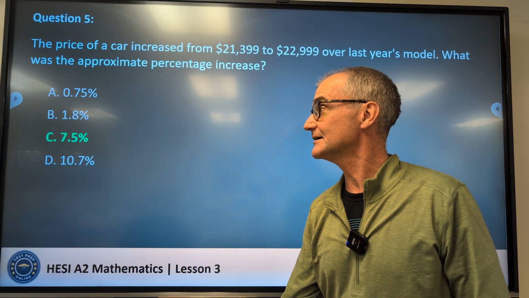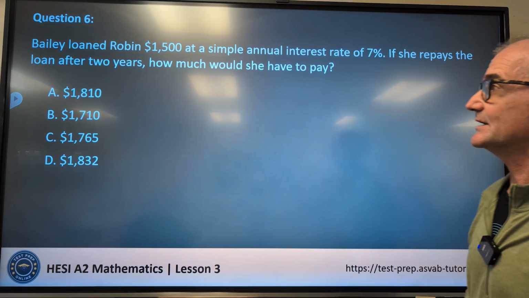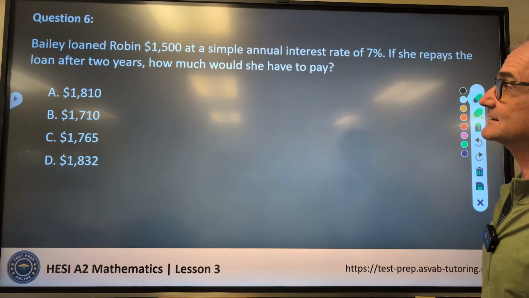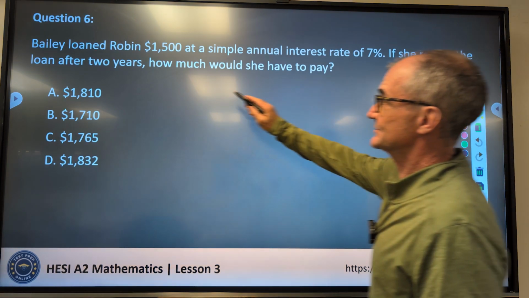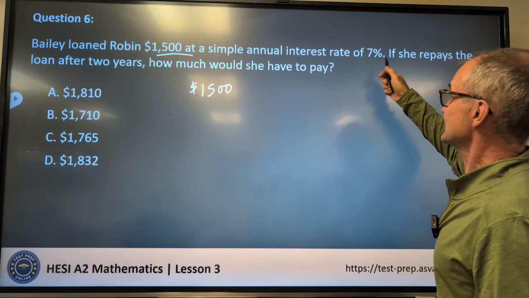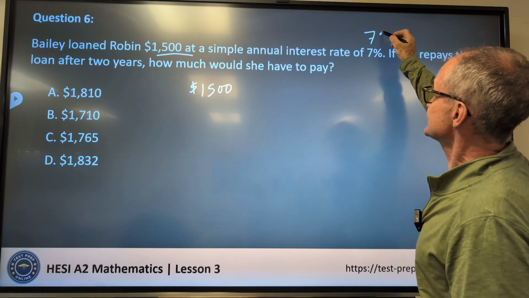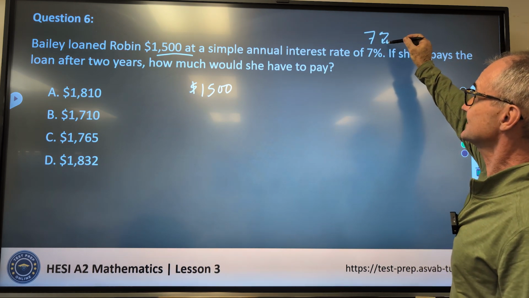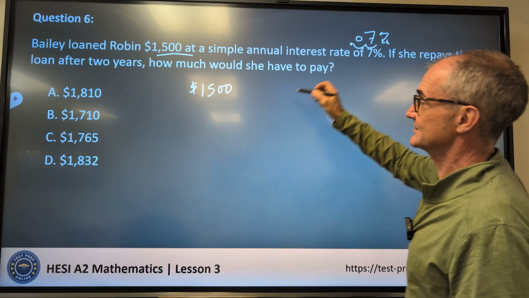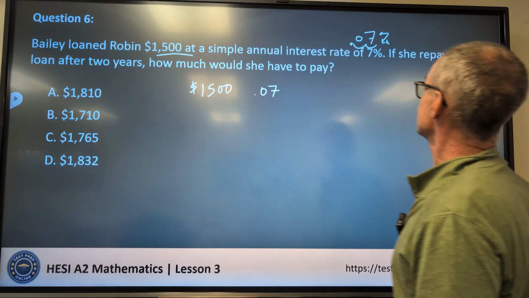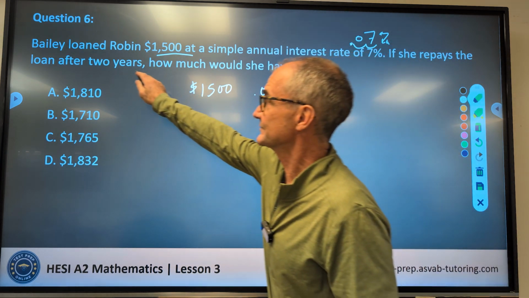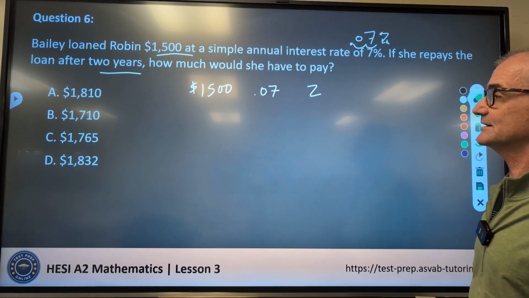All right, moving right along. Question number 6, Bailey loaned Robin $1,500, at a simple annual interest rate of 7%. So I have $1,500. I'm going to convert this percentage, and I think of this 7% like a little arrow saying take it and move it over 1, 2 places, so 0.07. 7% interest is a decimal. If she repays the loan after 2 years, how much would she have to pay?